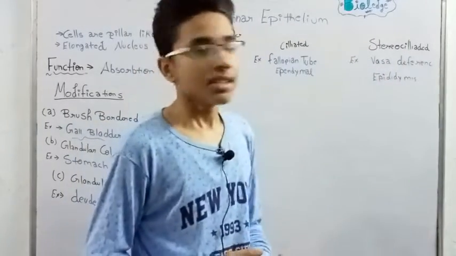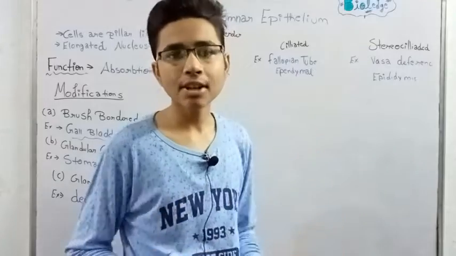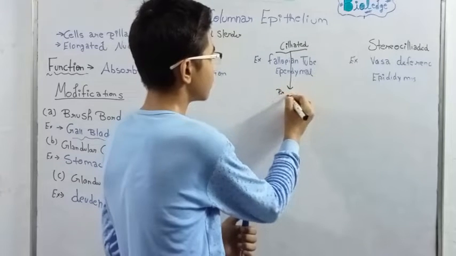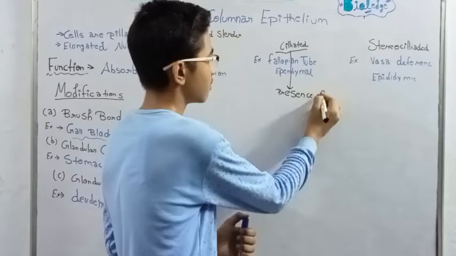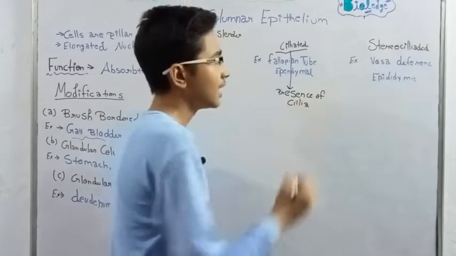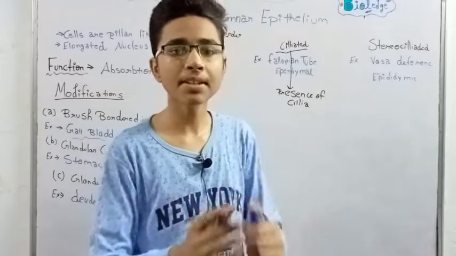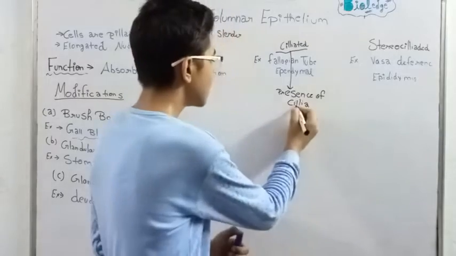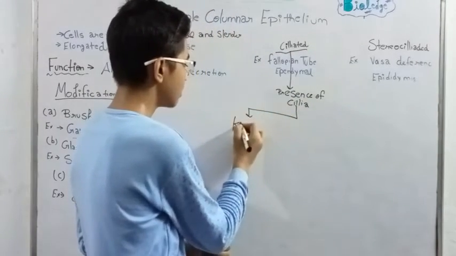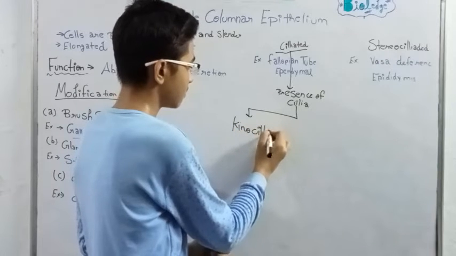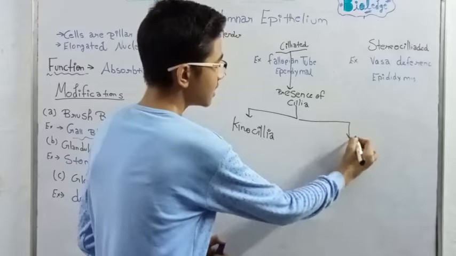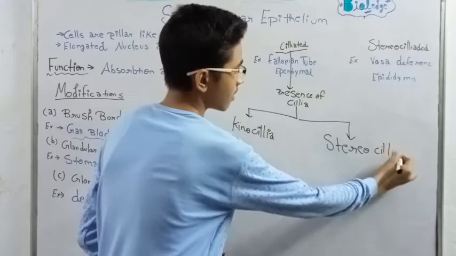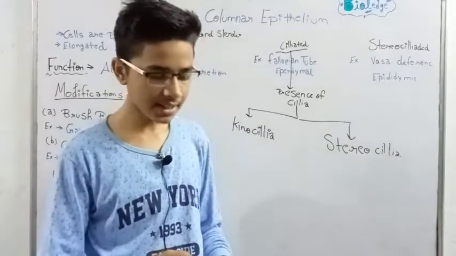So cilia. Ciliated epithelium, or in any kind of epithelium, ciliated means the presence of cilia. And stereocilia is also a presence of cilia, but they both are different. Actually, cilia can be categorized into two parts, that is kinocilia and another part that is stereocilia. There are basic differences between them. Let's discuss one of them.